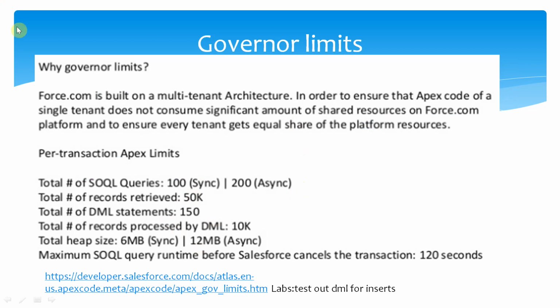When we look at governor limits, every Salesforce Apex code is controlled by governor limits. Basically, you can do 100 SOQL statements per transaction, 150 DML statements per transaction, and the total number of records is 50,000 per transaction. If you go over here in the slide, this contains the entire limits.